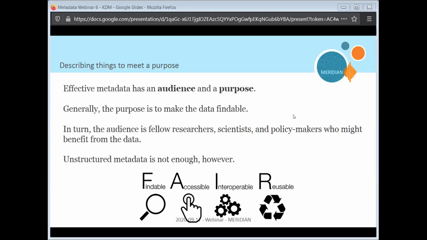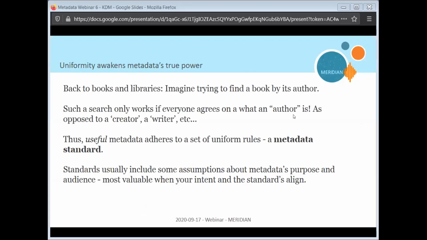I have the FAIR logo here because findable is the first letter of FAIR, and that was my talk previously on Tuesday this week. And if you're interested in learning more about FAIR, I encourage you to watch the recording of that or to check out the FAIR principles. But metadata influences all the elements of FAIR, and you might see how as we progress.